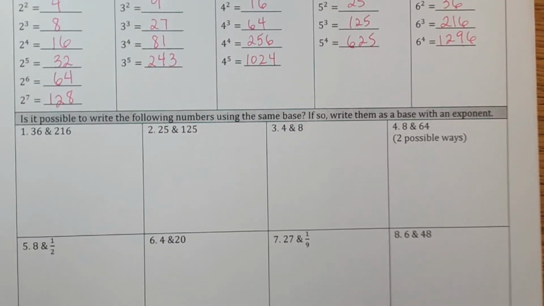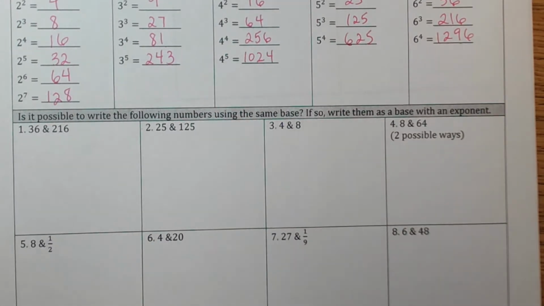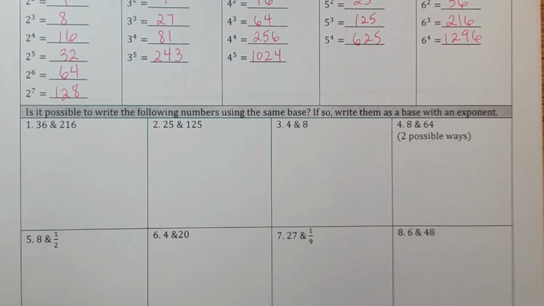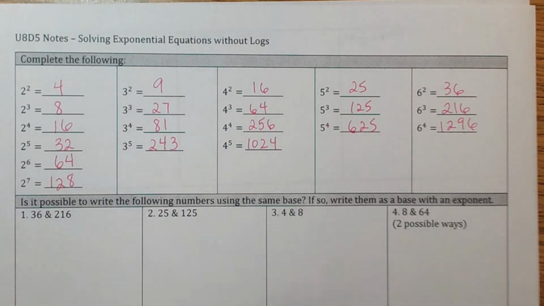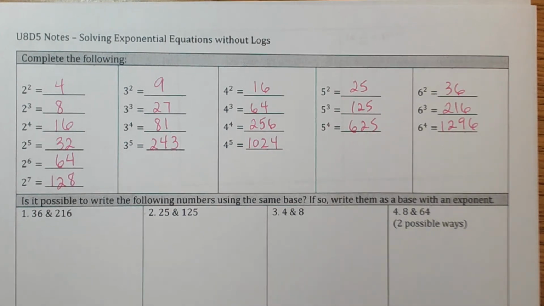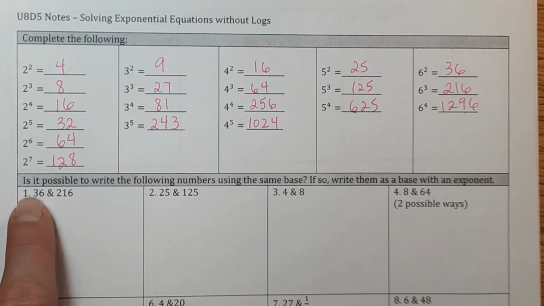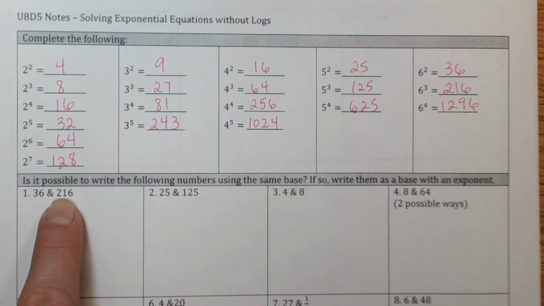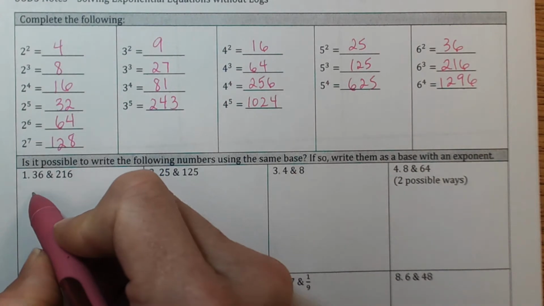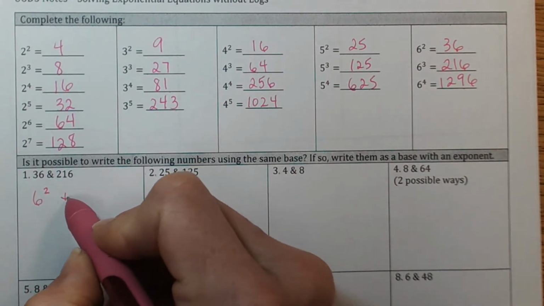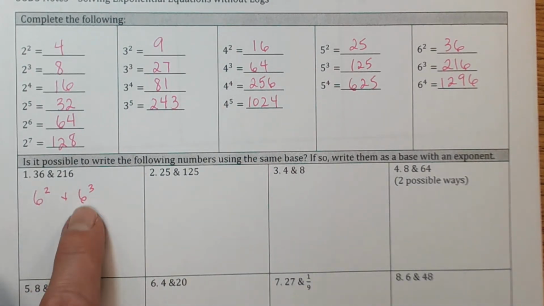Okay, so the next thing I want to ask you is, is it possible to write the following numbers using the same base? And if so, write them as a base with an exponent. Now exactly this is why we did this, so we can refresh ourselves with these powers of the numbers. So we look at 36 and 216. Right off the bat, I know that 36 is 6 squared. So then I think, well, is 216 a power of 6? And right here I see it is. So I could write this as 6 squared and 6 to the third, okay? Because again, my goal is to have them have the same base.